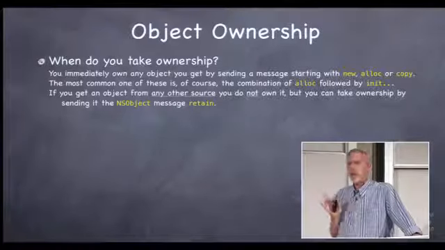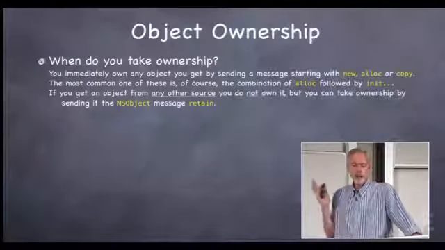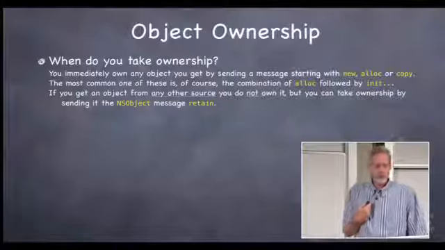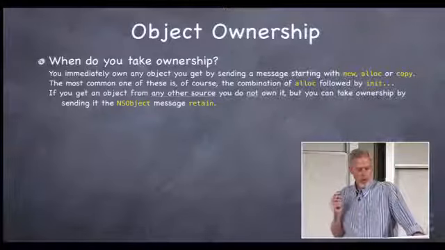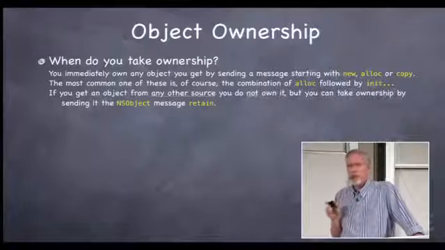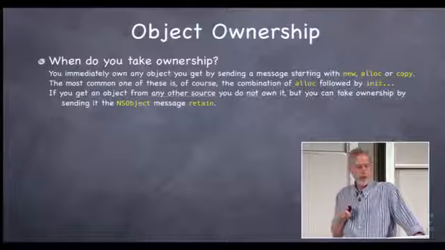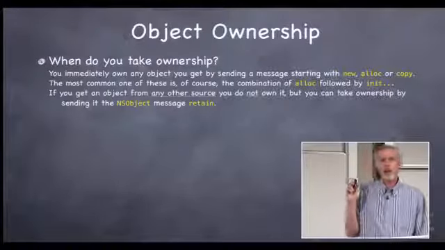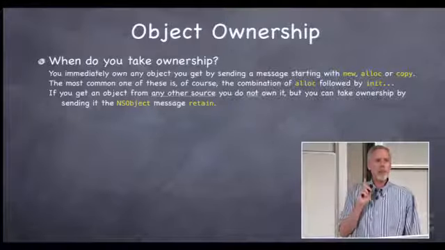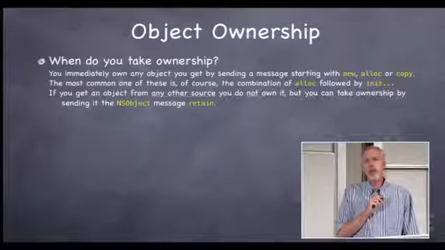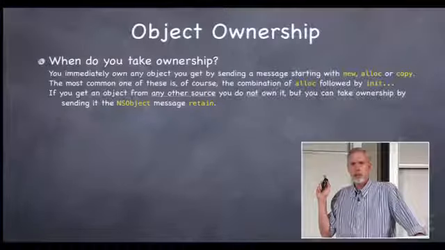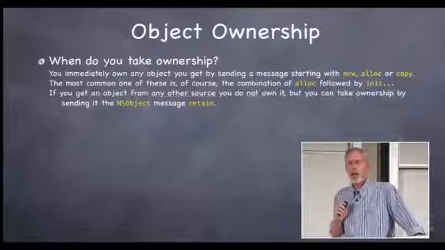But these are 3 magic words. When you call a method that starts with one of those magic words, you own the object that comes back to you. So if you get an object anywhere else, not from calling one of these 3 things, then you have to send the message retain to that object if you want to own it. And that's pretty much it. If you call one of these 3 magic starting word methods, you own the object, or if you send the message retain to that object, you own it.